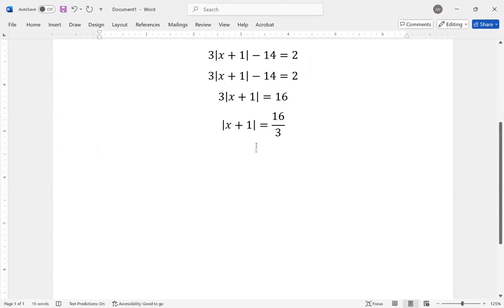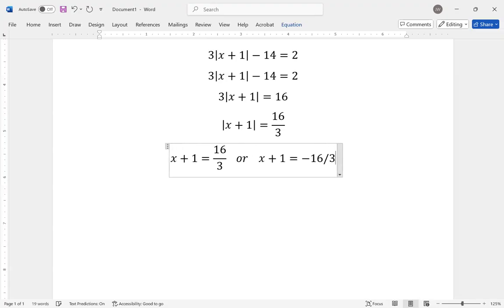Now what we can say is that the thing inside the absolute value could have been 16 over 3, or the thing inside the absolute value could have been negative 16 over 3 to make this equation true. That leads me to have two equations, one which says x plus 1 is equal to positive 16 over 3, and the other which says x plus 1 is equal to negative 16 over 3.